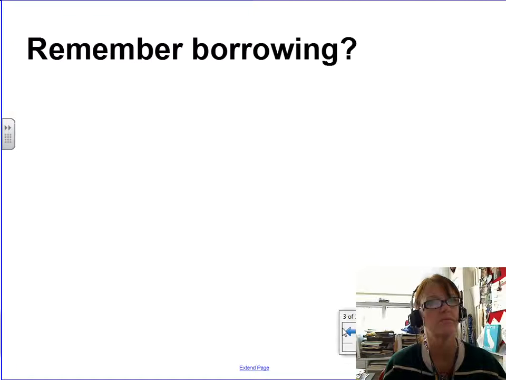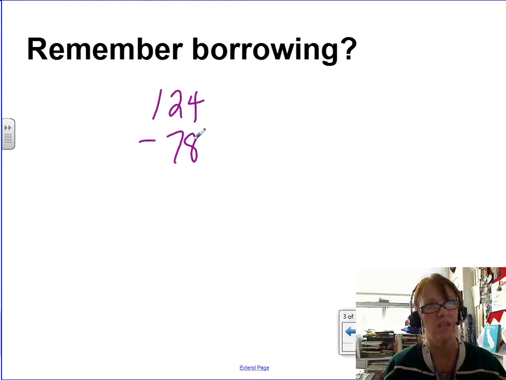Here we go. Do you remember borrowing? So this goes back to what, second grade maybe? You conquered adding, you were carrying, and then we started seeing things like this: 124 minus 78 or something like this. And now you encountered this 4 minus 8. I can't do that. What do? Look next door in the tens position, and that says 2 minus 7.